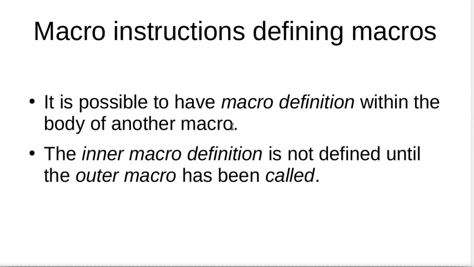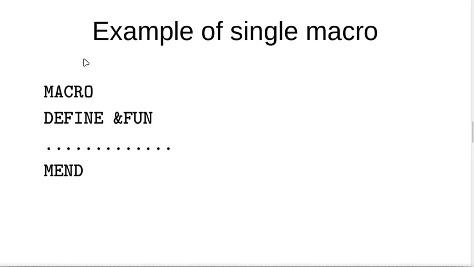But we have to understand two things here. We are defining one macro within the body of another macro. That's the first thing. And in order to use the inner macro, the macro that is defined inside the other macro, first we have to call the outer macro. If you are confused about what inner macro means, what outer macro means, please go through the previous lectures, right?